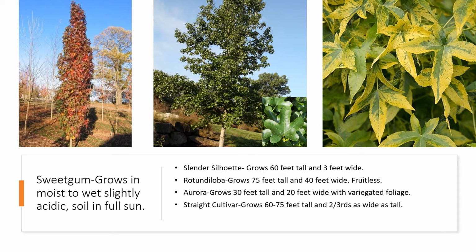It could revert. And then we have Aurora, which is on the top right. It grows about 30 feet tall and 20 feet wide. And it does have that nice variegated foliage, as you can see there, that kind of chartreuse and green mix there. And then the straight cultivar, if you just wanted to go find one in a fence row somewhere and bring it home, it will grow 60 to 75 feet tall and maybe two-thirds as wide as tall.